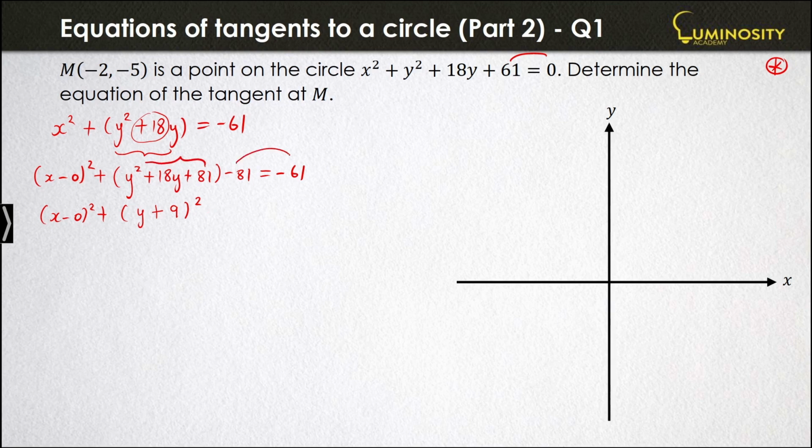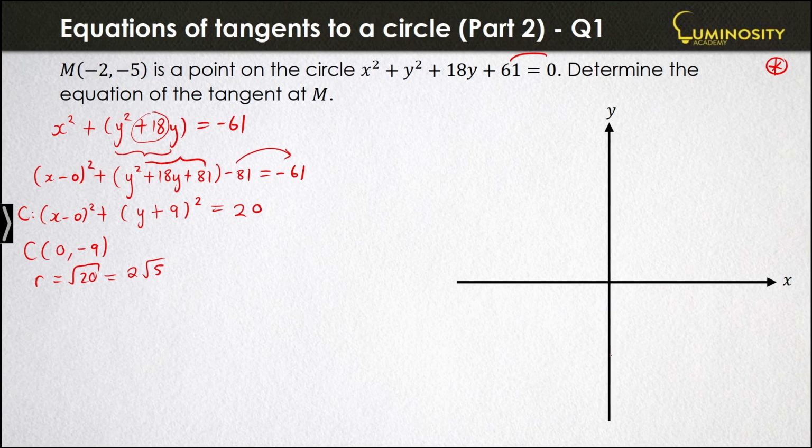And then I'm going to move this 81 to the right-hand side, so it's going to become positive 20 on the right-hand side. So there is your circle with center C. The coordinate is given by (0, -9). And your radius is root 20, which is root 4 times 5, so it's 2 root 5 units. Okay, so we've got all the information about the circle.